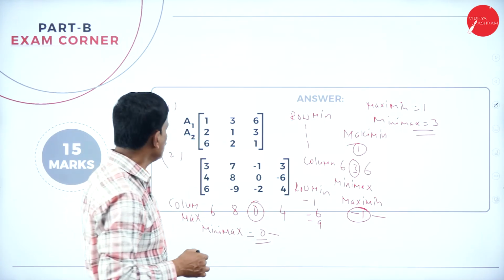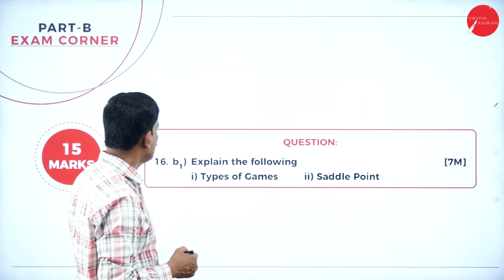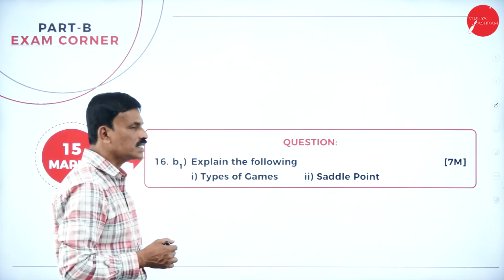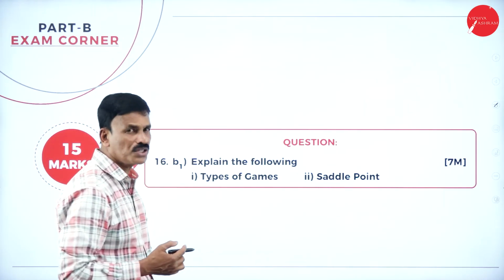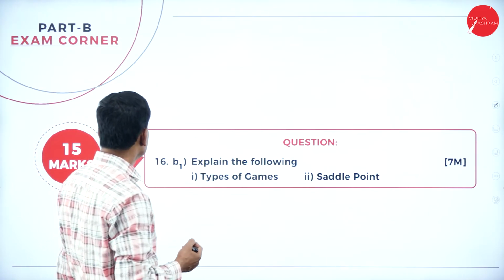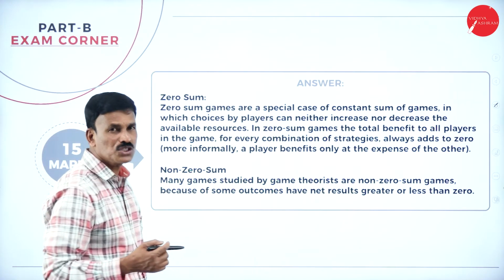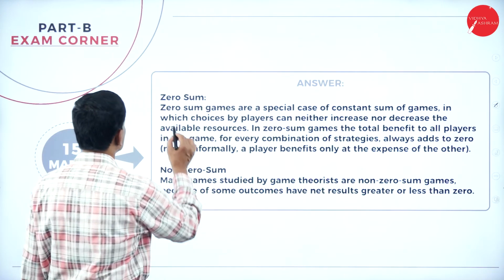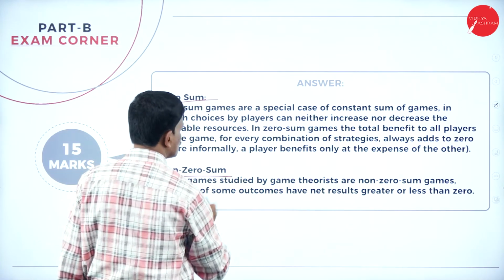That's it. Okay. Now let us come to the next problem. Explain the following types of games and the saddle point. Again, this is a 7-mark question. What are the types of games? Zero-sum games and non-zero-sum games.